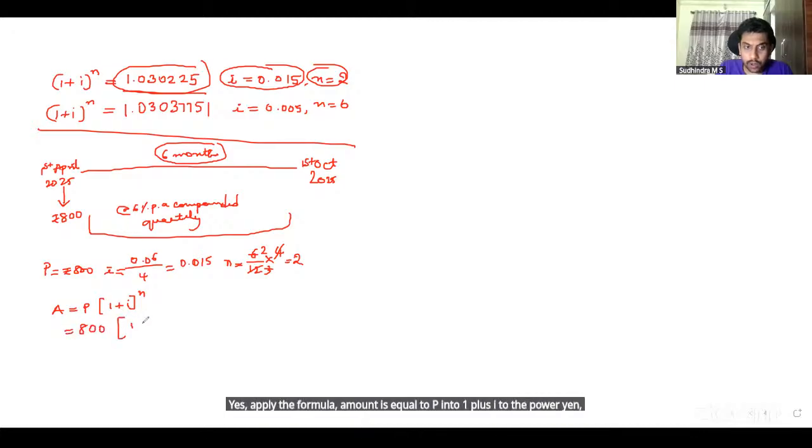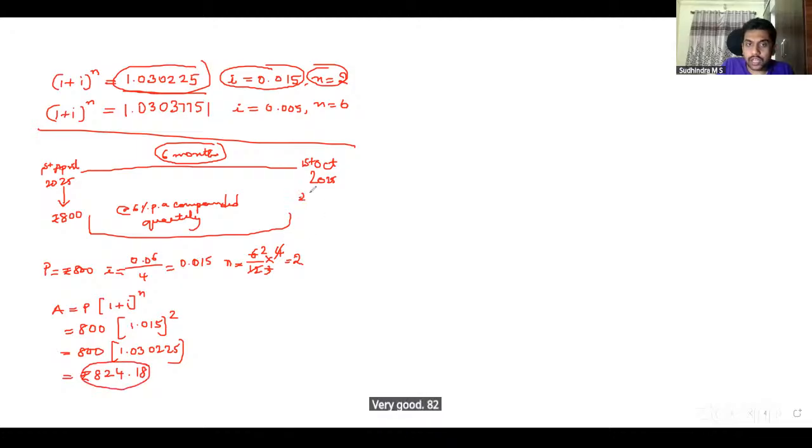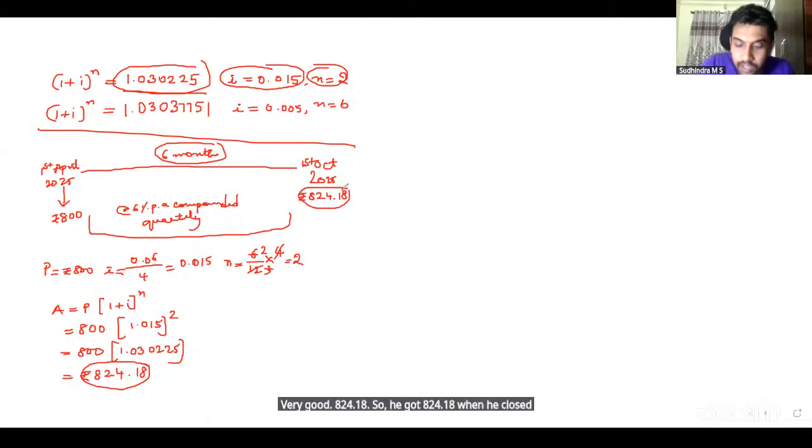800 into 1.015 to the power 2. What is 1.015 to the power 2? 1.030225. 1.030225 into 800 will give us 824.18. So he got 824.18 when he closed that deposit. Till here everyone understood?